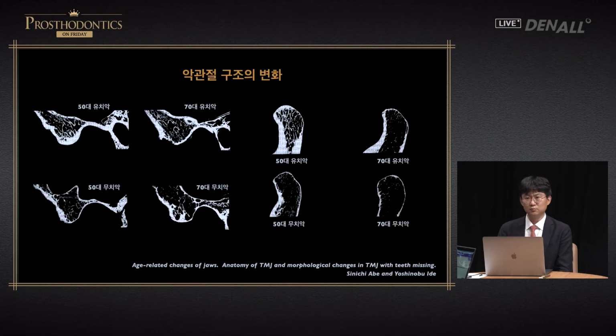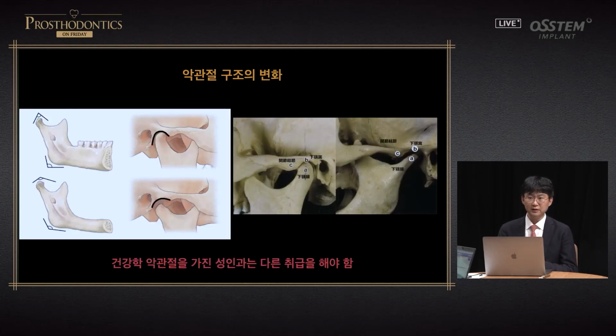When we obtain a bite from an edentulous patient, what is very important is, as I said before, the form of the glenoid fossa. The more aged the patient is, the more wearing is observed in the joints, and the joint itself is flattened in shape. You will better understand if you look at this picture. You will understand the difficulty of obtaining the centric relation in senior patients compared to those with normal TMJ.